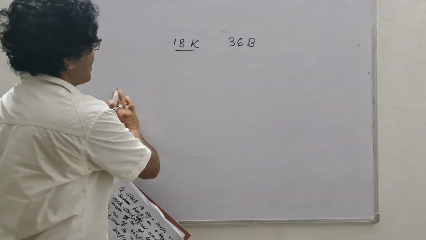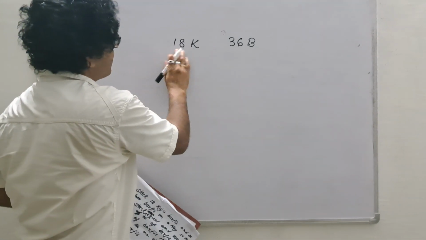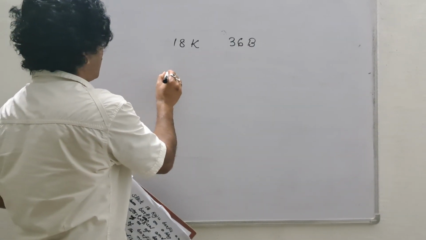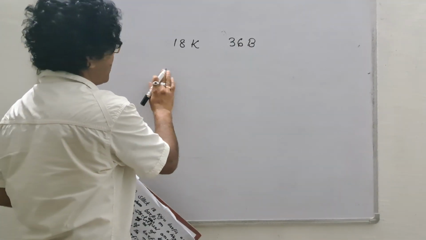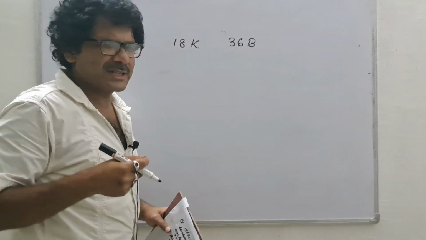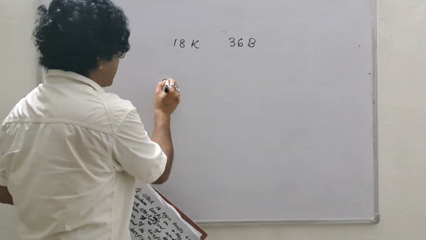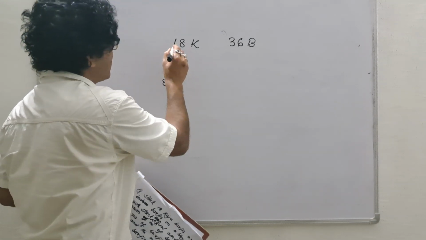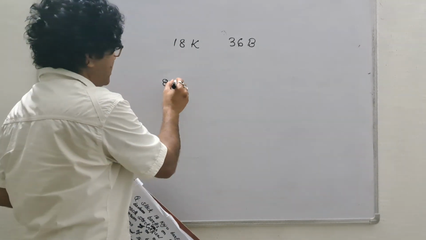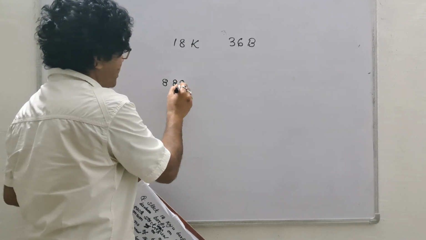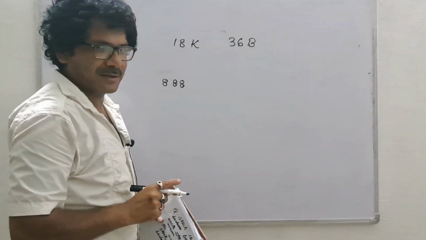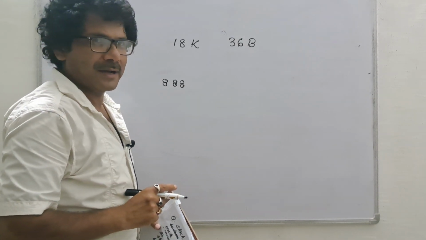So let me see. Let us make stacks. Suppose I take 2 Burfis in each stack. So if I take 2 Burfis in each stack, by 2 you divide this one. Yes, this is divisible by 2. That is, we will get how many stacks containing 2 Burfis each? 9 stacks.